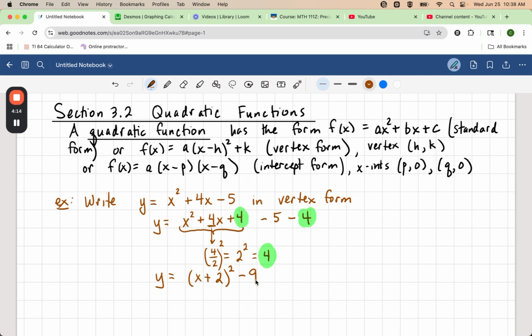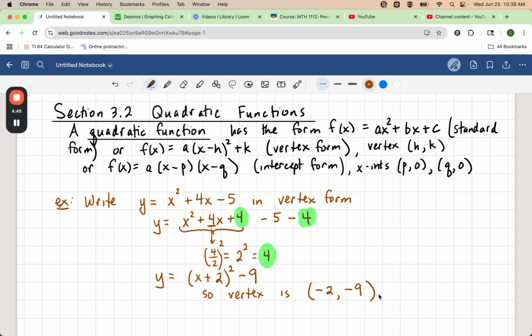Okay, so that tells us the vertex then, right? So the vertex is negative 2, negative 9. All right? Remember, in parentheses, you look at it as the opposite, just like those circles. So that's a type of problem you'll see, to rewrite something in standard form as vertex form. If you want to write it in intercept form, you just try to factor it, right? We're just going to factor that polynomial.